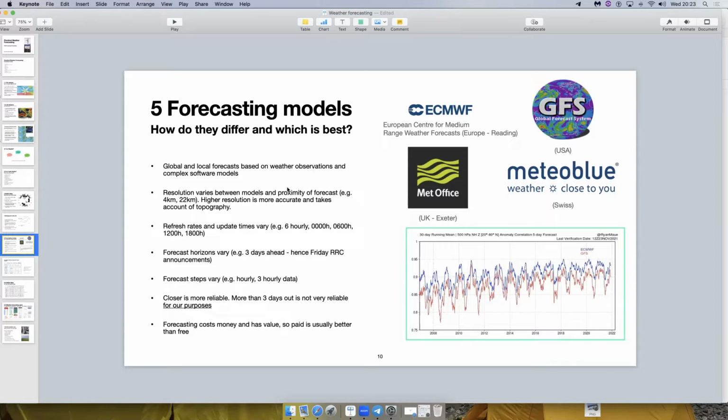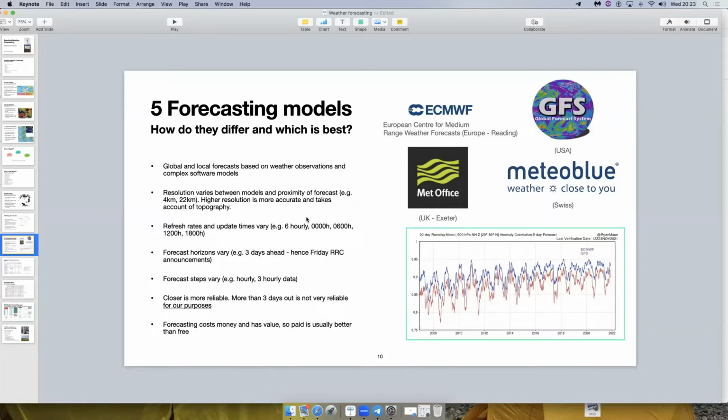The other things that are important with forecasting models are how often they're refreshed. They tend to be updated every 6 hours, and at what time they're updated. So if you're looking at a forecast at 7 o'clock in the morning, trying to decide where's suitable to fly, a forecast that has been published at 6 o'clock is probably more use to you than one that was published at 1 o'clock in the night.